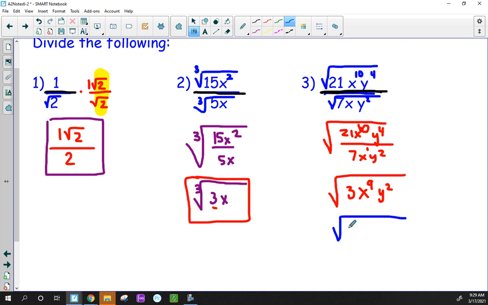So we do want to use what we've learned in the past. So x to the 9th can be written as x to the 8th times x to the 1st. And I can take the square root of y to the 2nd, so remember, just drop it down. And then underline the pieces that you know you can simplify.